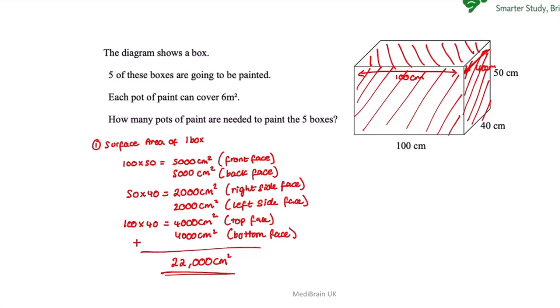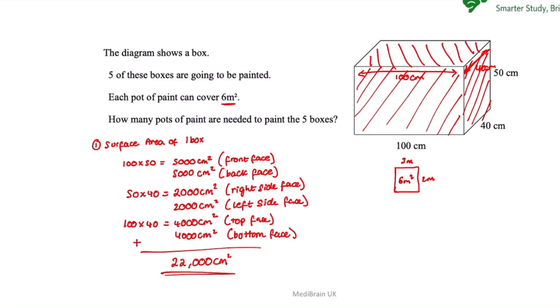Now, what we're going to do is this: it says each pot of paint can cover 6 meters squared. That's how much area. So we could say that this is 3 meters and this is 2 meters, and that would give you an area of 6 meters squared.